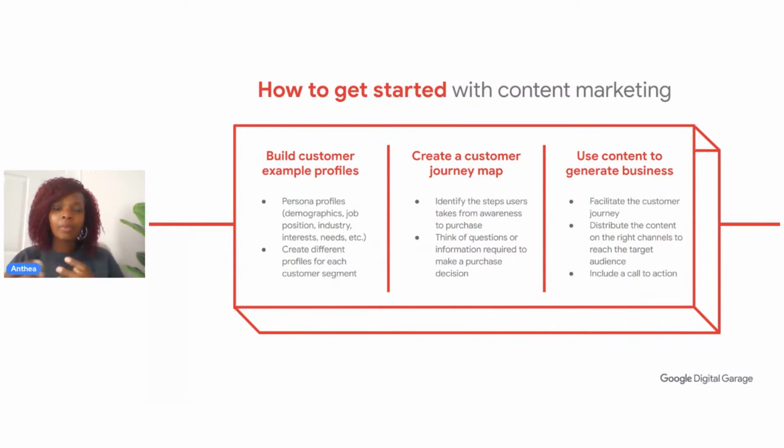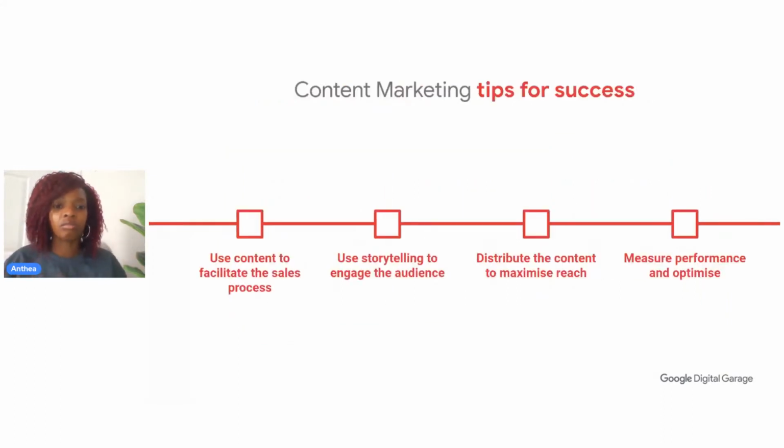And then create a map. So if I took them on a journey through my business, what questions are they likely to ask? What objections are they likely to have? What do they need to see or hear to help influence them to make that decision? And then you use all of that information to generate content so that you can have that call to action that helps them to take action.